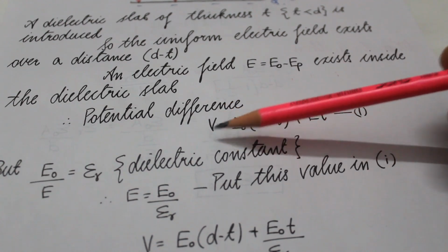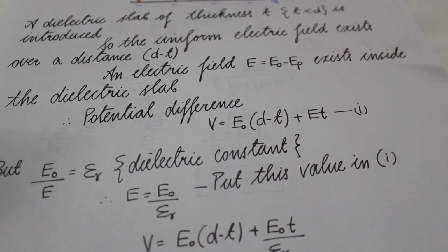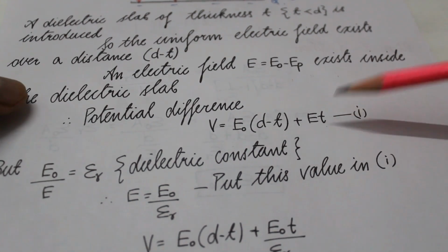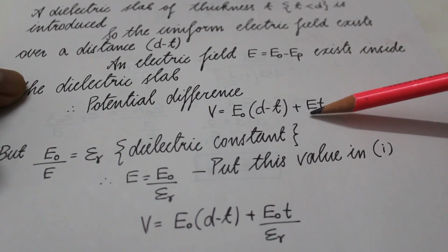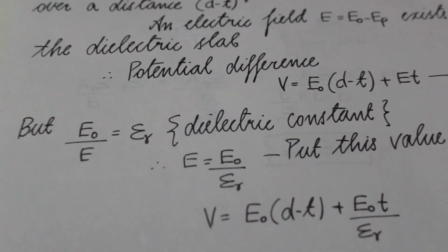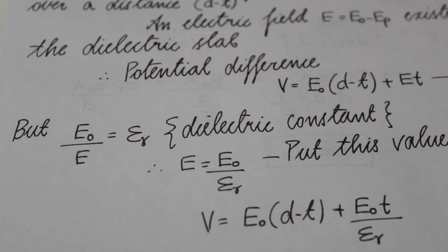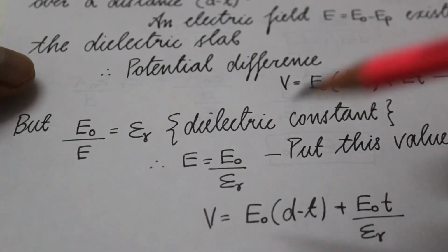So I have written V is equal to E naught times D minus T, that is the region which is not filled by the dielectric slab, plus E times T. T is the thickness of the dielectric slab, and E is the electric field inside the dielectric slab. As we have discussed in the earlier lecture, the dielectric constant is given by E naught upon E. E naught is the electric field in vacuum, whereas E is the electric field in the dielectric slab. So E naught upon E is given by epsilon R, that is the dielectric constant.